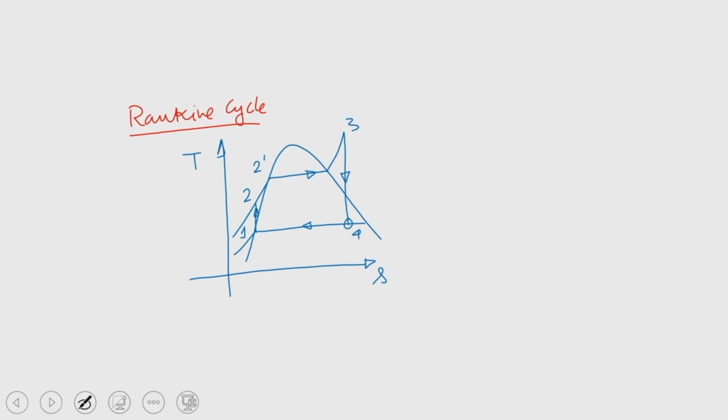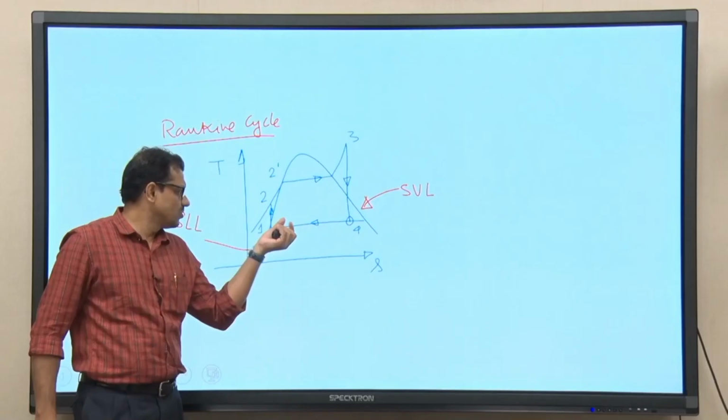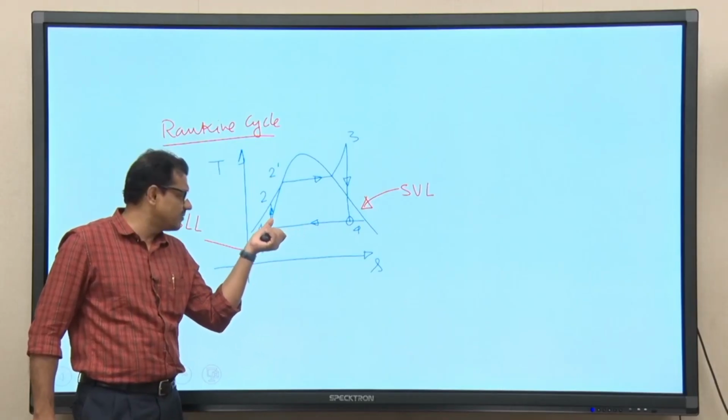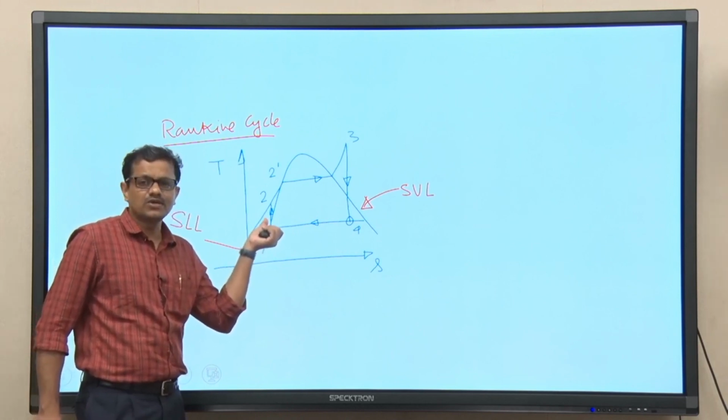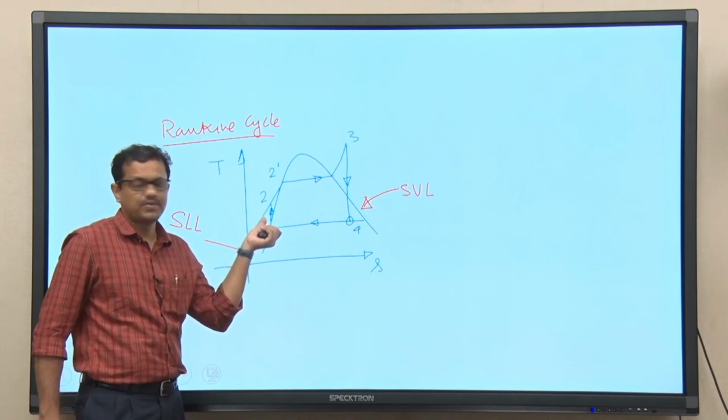You can see that point 1 is on the saturated liquid line. So, this is the saturated liquid line and this line is the saturated vapor line. So, point 1 is on the saturated liquid line. So, the condensation process is not now the partial condensation. The condensation process is getting terminated up to the saturated liquid state. So, now instead of using compressor we can use pump.